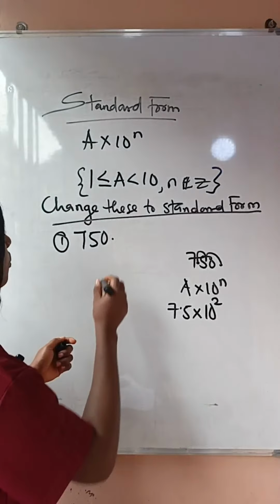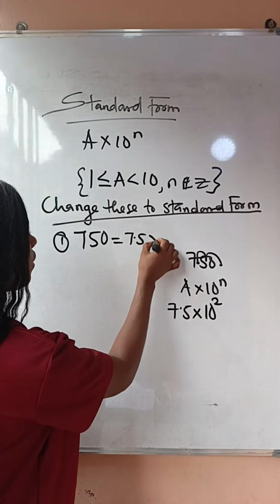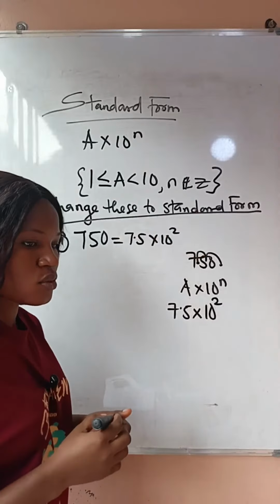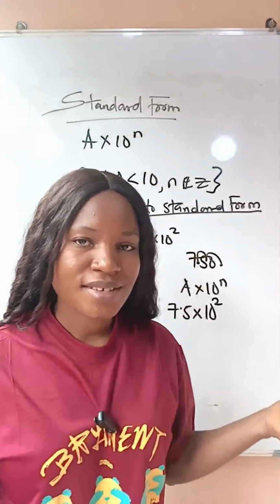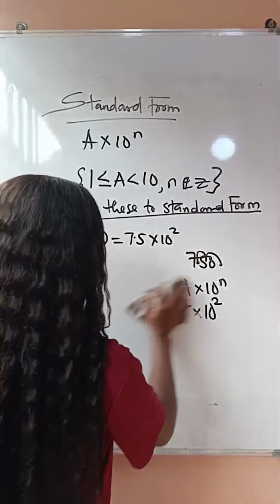Now the answer will be what? In standard form, this will be 7.5 times 10 to the power of 2. Very easy. Yes, but some students don't know it. Now, let's do another example.